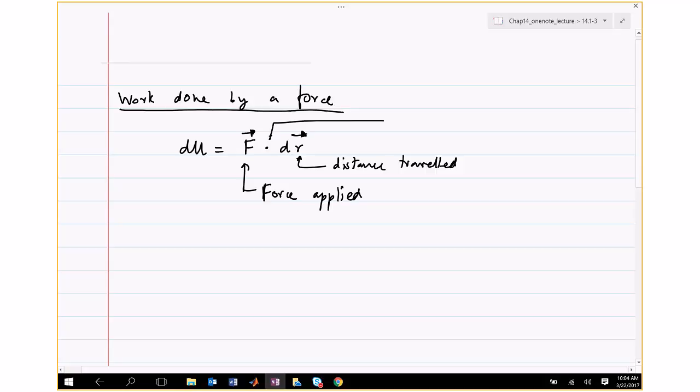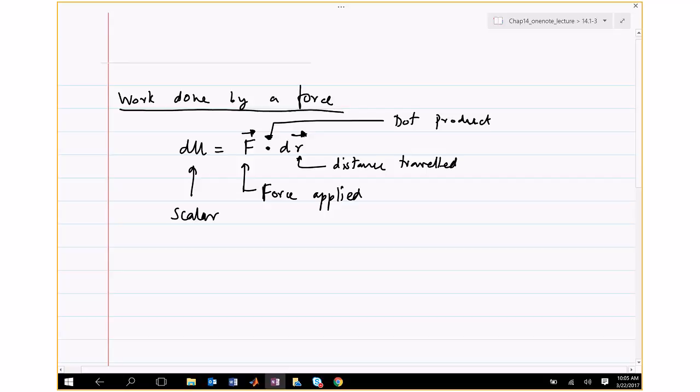Just like the cross product, you have a dot product, which takes two vectors and multiplies the components of the vectors in the same way. So if F has Fx, Fy, Fz, and dr has rx, ry, rz, you have to multiply Fx with rx, Fy with ry, Fz with rz, and sum the thing. So when you have a dot product, what you get is a scalar, right? That's a number, it's not a vector.